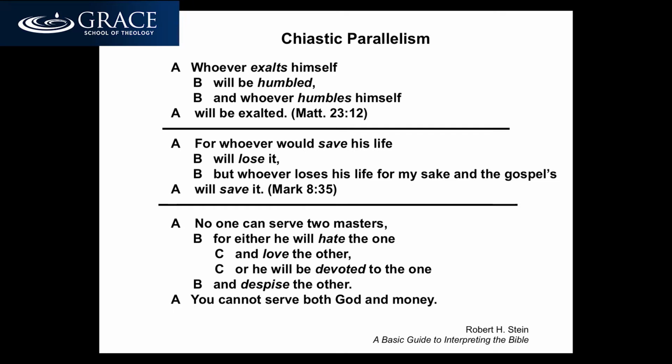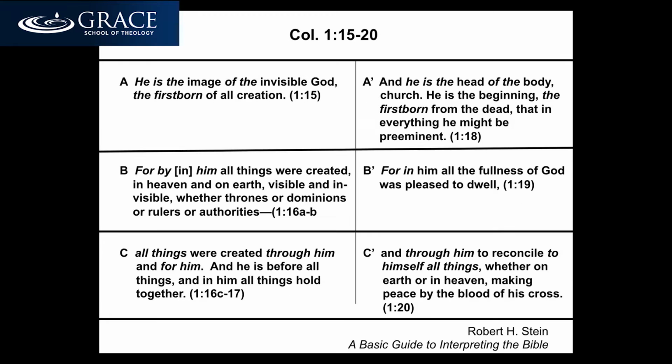Some would call this, Robert Stein calls this chiastic parallelism. So whoever exalts himself will be humbled, whoever humbles himself will be exalted. A, B, B, A. Saves life, lose it, save it. A, B, B, A. A, B, C, C, A, B, A. So these are ways of seeing a chiastic structure.